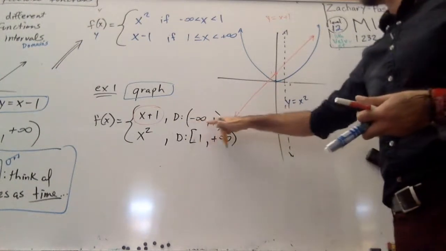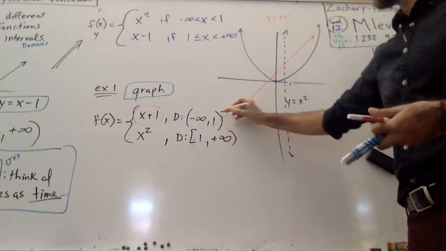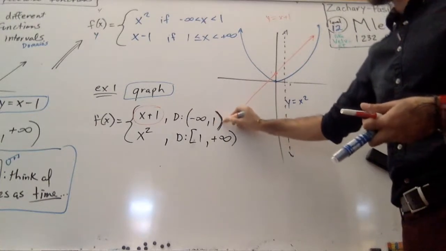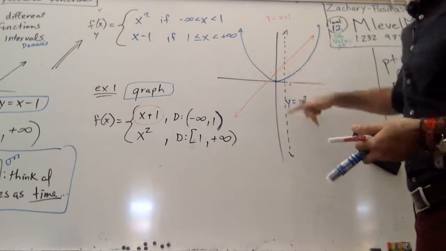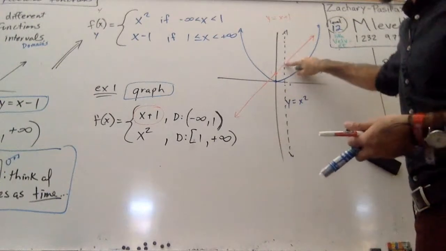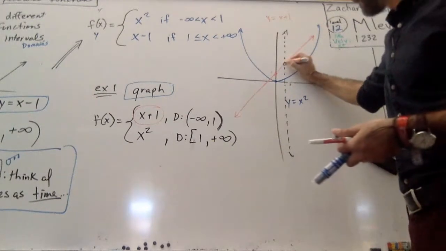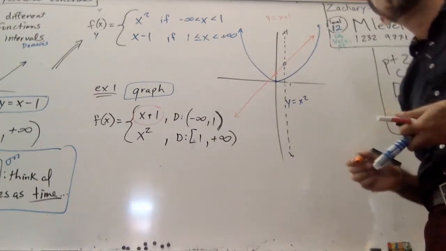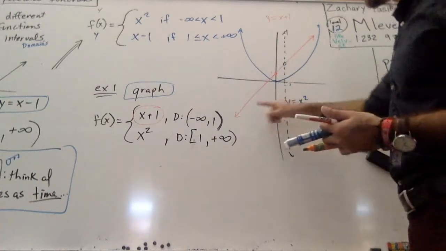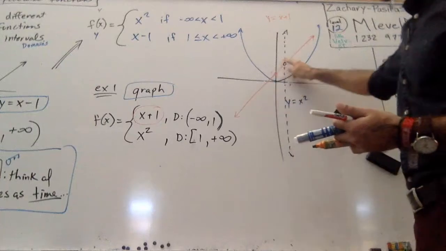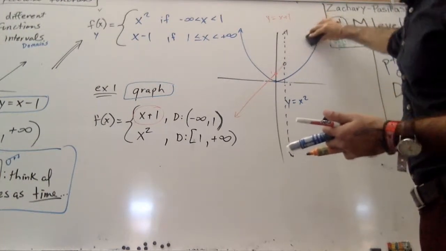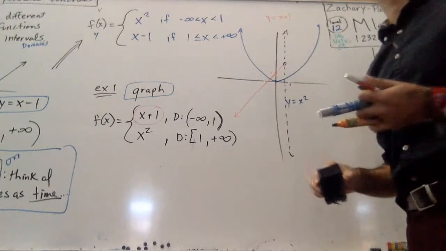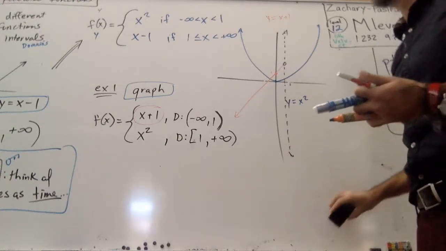Now, let's look at the red first. From negative infinity to 1, and it's a soft bracket, parentheses. So what should I put as far as right where the red one meets our boundary line? What should I put? Open dot. And then I know that this is telling me it only goes to here. So guess what I should do with the function on the other side? Erase it. Okay.